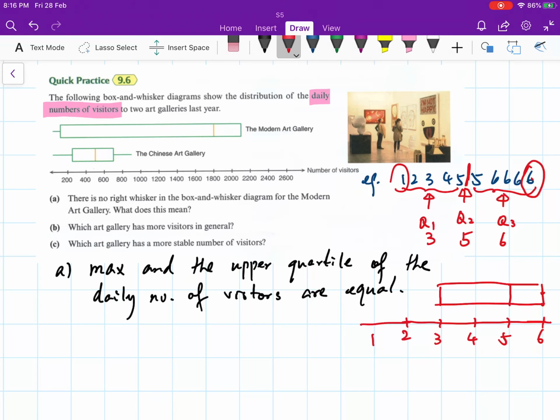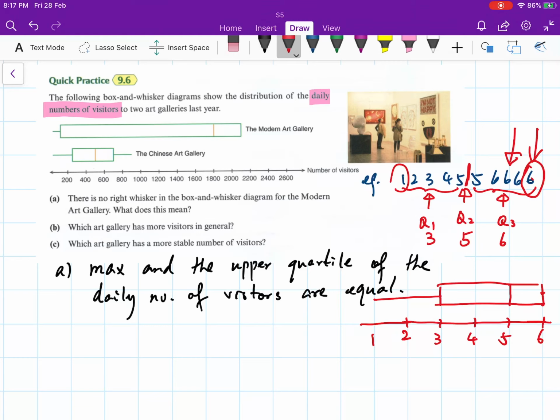Okay, also 6. Then the minimum is 1. So I can draw 1. So I draw until 1. Here, can you see that? This is why we don't have the right hand side whisker, because the maximum is the same as the Q3. It doesn't mean that the data are less. The data is the same, but we have the same data repeating.